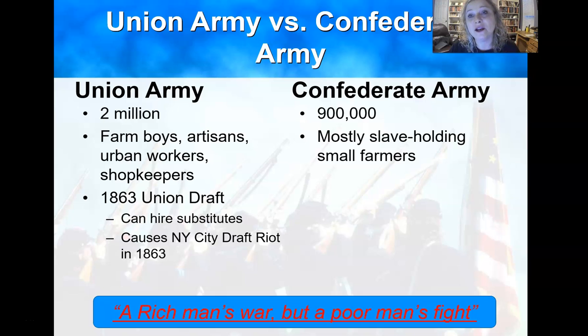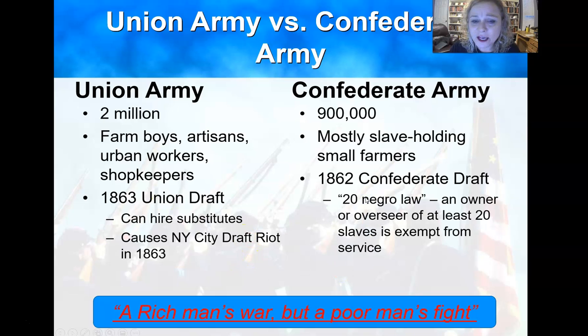But essentially, a lot of the poor people become very angry that they're fighting a Negro's war, okay? In the South, they had an 1862 Confederate draft, and they actually had something called a 20 Negro Law. So basically, if you were an owner of at least 20 slaves or more, or you were an overseer of 20 slaves or more, so you're the person in charge of watching a rich man's property, okay, you're exempt from the war. And so you can see on both sides, they're exempting the wealthy. So it's really the poor men that are fighting this war.